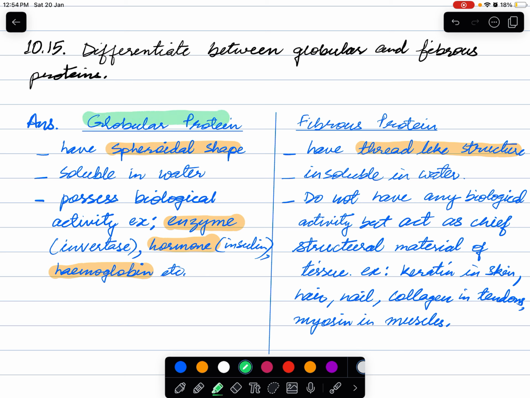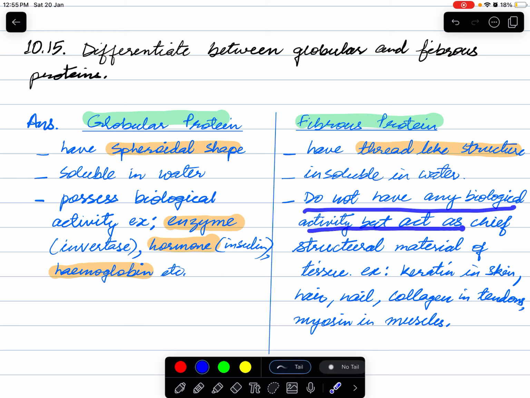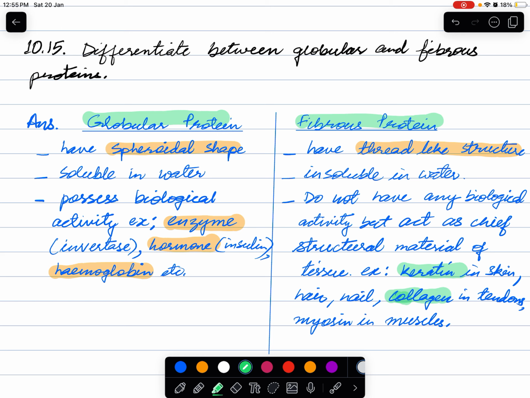Now, next is fibrous protein. If we compare the biological activity, then fibrous proteins do not have any biological activity, but they mainly exist as structural material. Okay. And examples are keratin in skin, hairs, and nails, collagen in tendon, and myosin in muscle. These are all structural materials, so they are made up of fibrous protein.